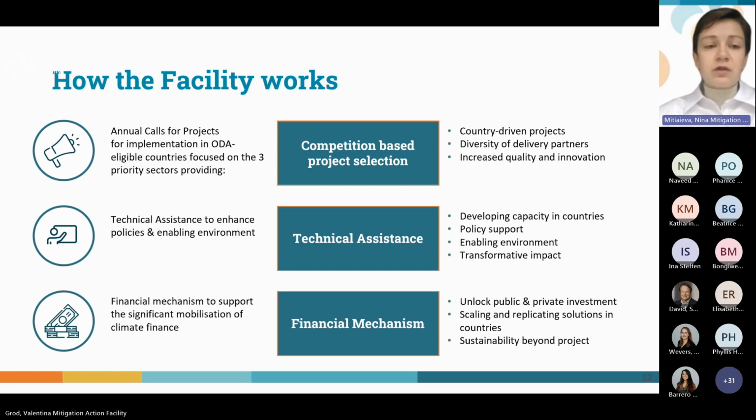We aim for a diversity of delivery partners, increased quality and innovation. What those projects are about is a combination of technical assistance and financial mechanisms. So technical assistance is used to develop capacities, to provide policy support and advice, and in general to create a favorable environment for the dissemination and proliferation of the mitigation technology or practice that is supported by the project.